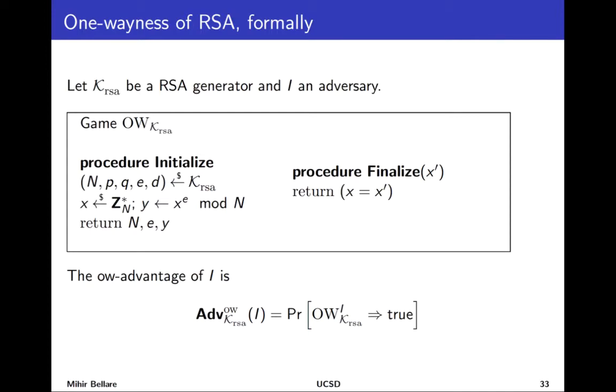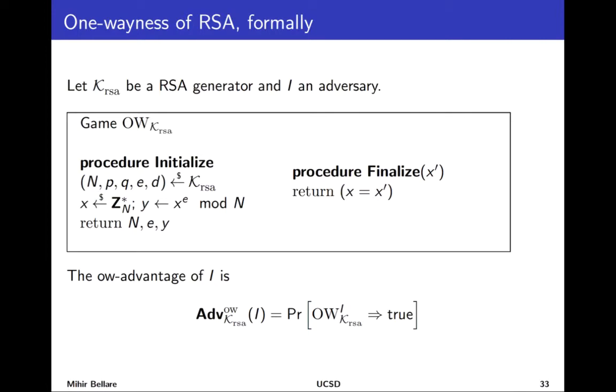In that game, procedure initialize runs the generator, which gives it this 5-tuple: modulus, 2 primes, and encryption and decryption exponents. Now it picks a random point in Zn star, call it x, and applies RSA to that, so it raises x to the eth power to get y. What it returns to the adversary is the modulus n, encryption exponent e, and the point y. It does not return p, q, or d. There are no other exported oracles. The adversary has to trundle along, and its goal is to find x.